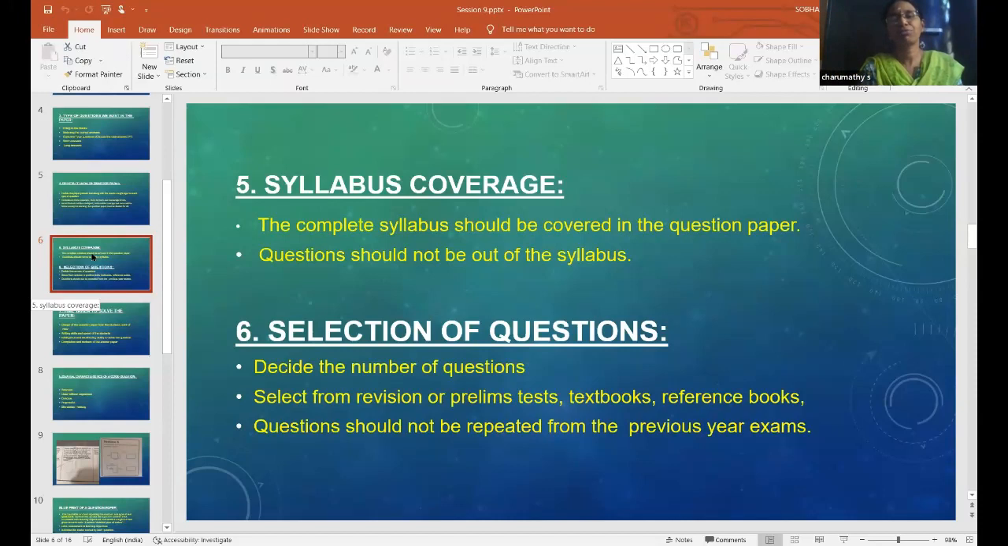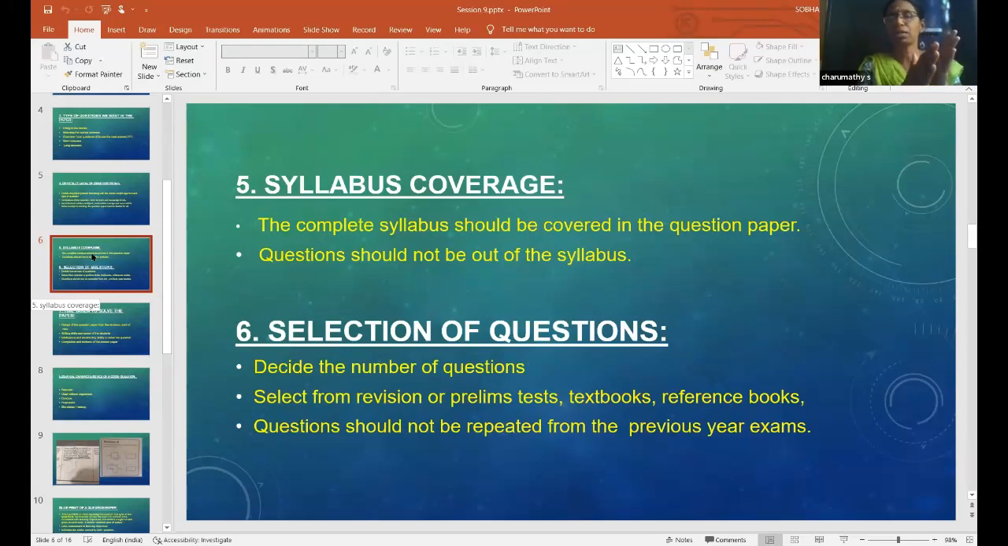So if I say Phillips, how many marks am I going to give from the measurement topic, how many marks from the time chapter, how many marks from the four operations chapter, or how many marks from profit and loss? All that has to be decided.